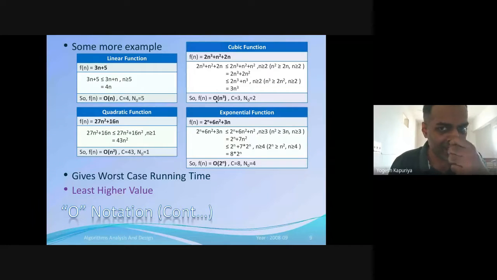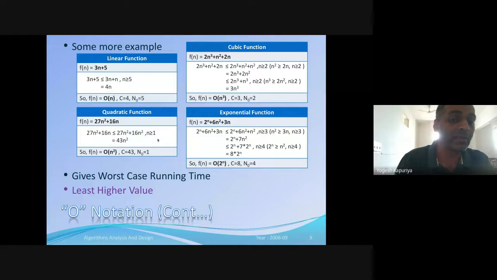However, it is not necessary that this is the only parameter set here. Remember, I can tell you in this example, 27n square plus 16n is less than or equal to 27n square plus, here we have simply replaced n with n square, and that's why this is always true, because obviously the square of something is always going to be higher than that number, only if the number is a positive one. So this is one case.